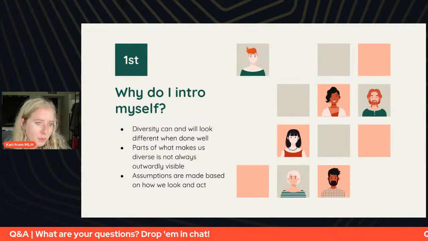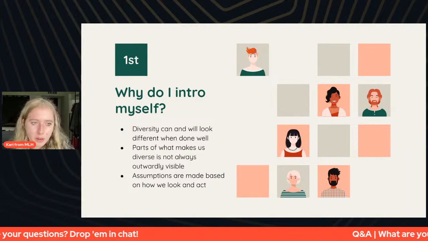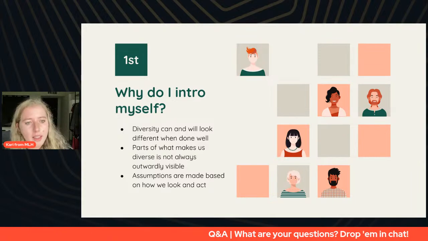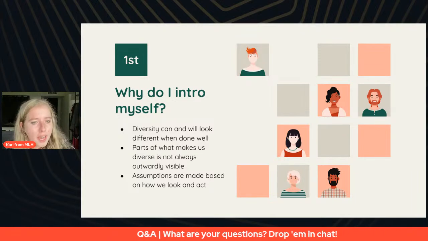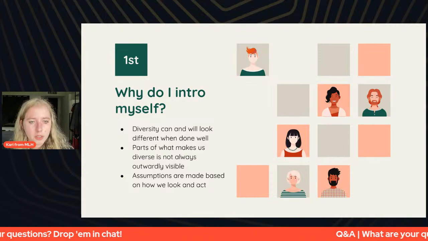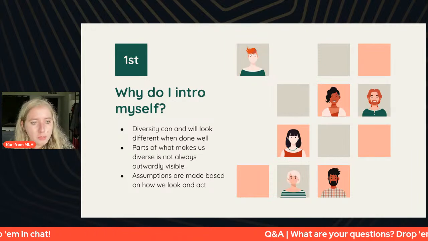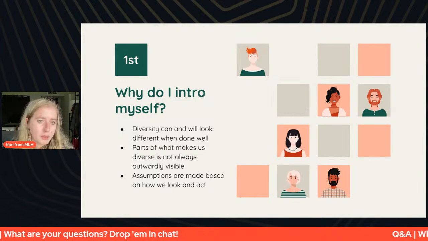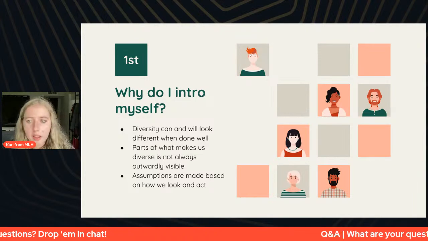So the first important question that you might ask is, okay, Kari, why did you just spend like 4 minutes introducing yourself? And the answer is that diversity can and will look different when it is done intentionally and done well. Parts of what make us diverse aren't always outwardly visible. Sometimes assumptions are based on how we look and act, and those assumptions are sometimes correct and match our identities, and sometimes they're not.